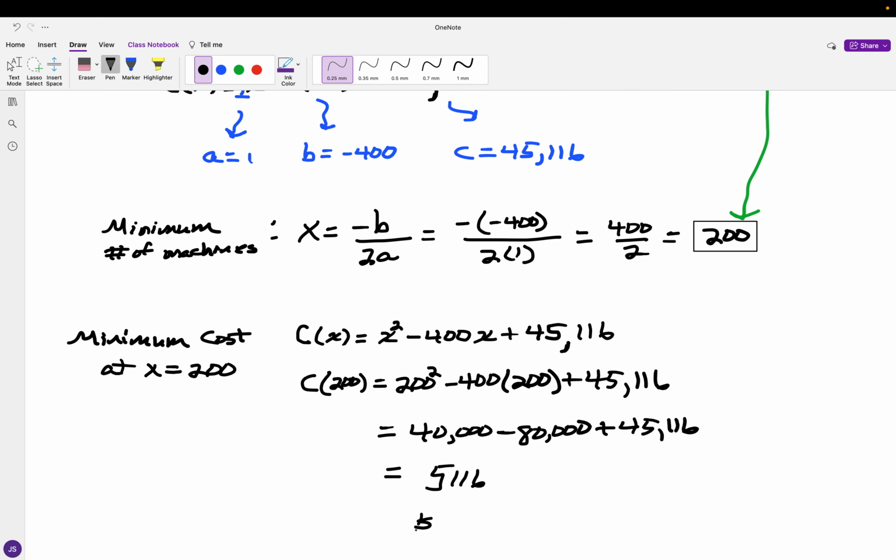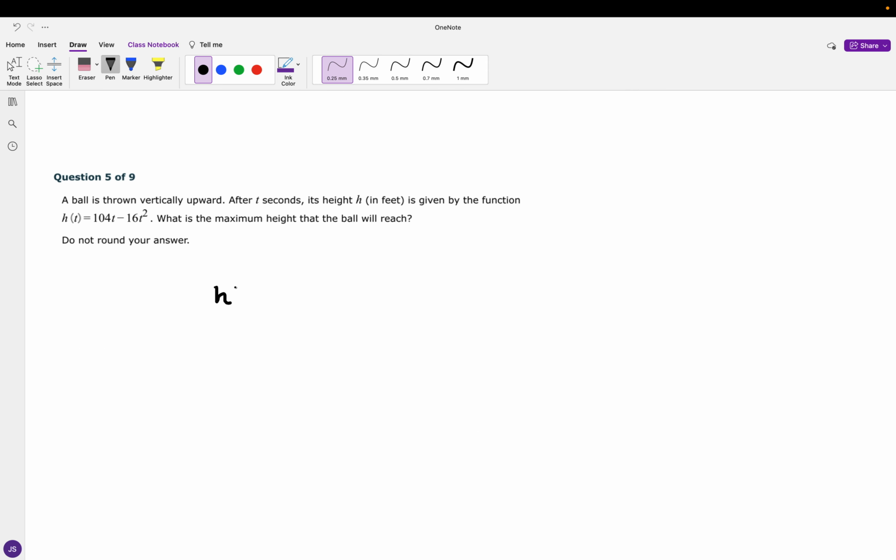Now for number 5, like the cost problem in number 4, I'm going to use this standard form as opposed to the vertex form. Now we have a ball that is thrown vertically upward, and after t seconds, its height in feet is given by the function h of t is equal to 104t minus 16t squared. And we're looking at the maximum height that the ball will reach.